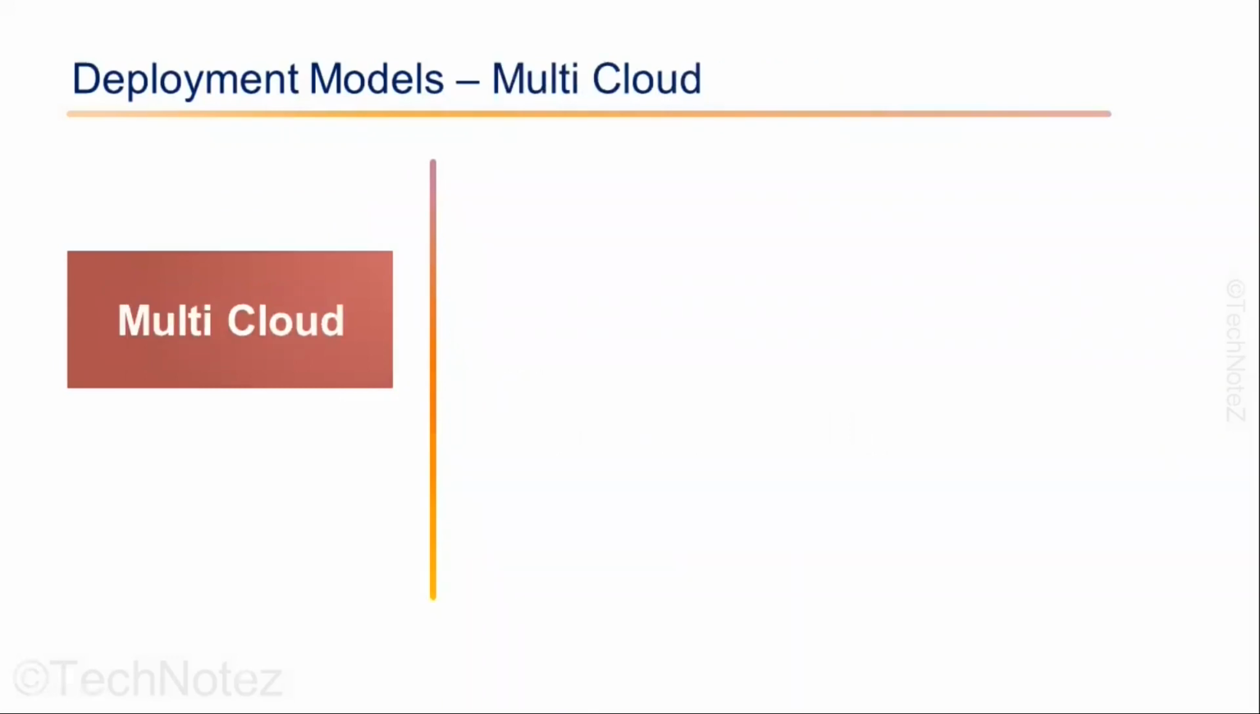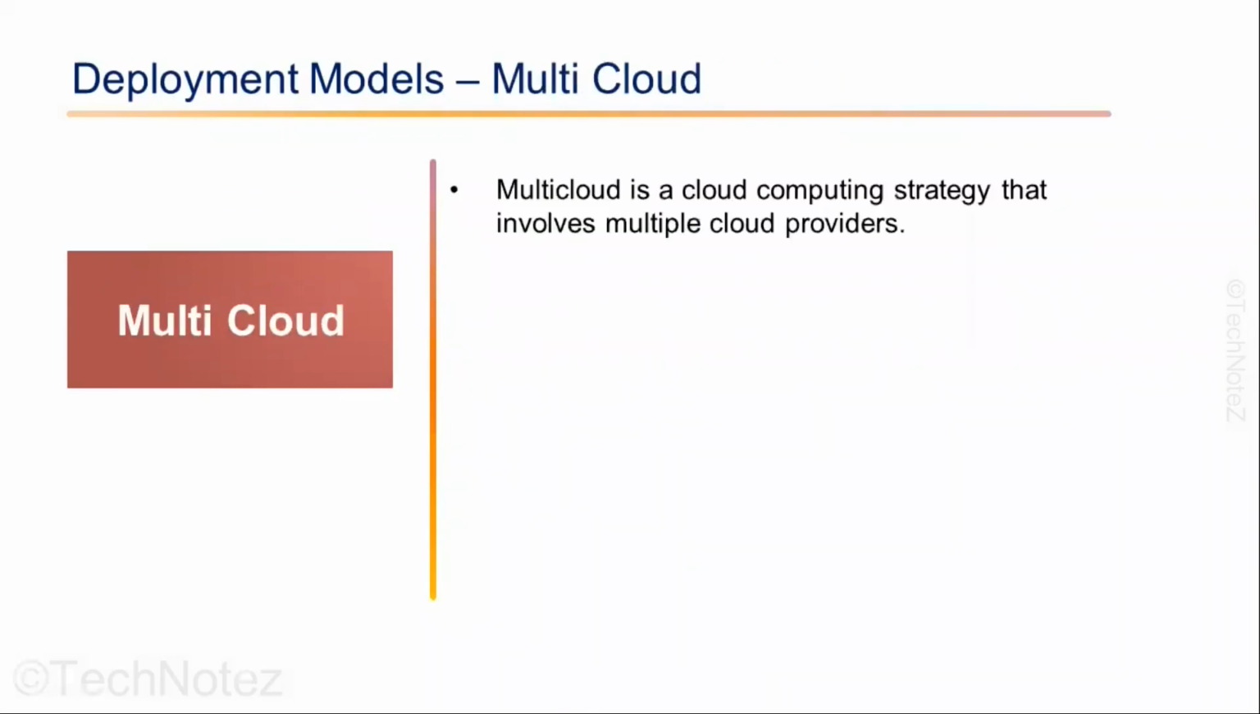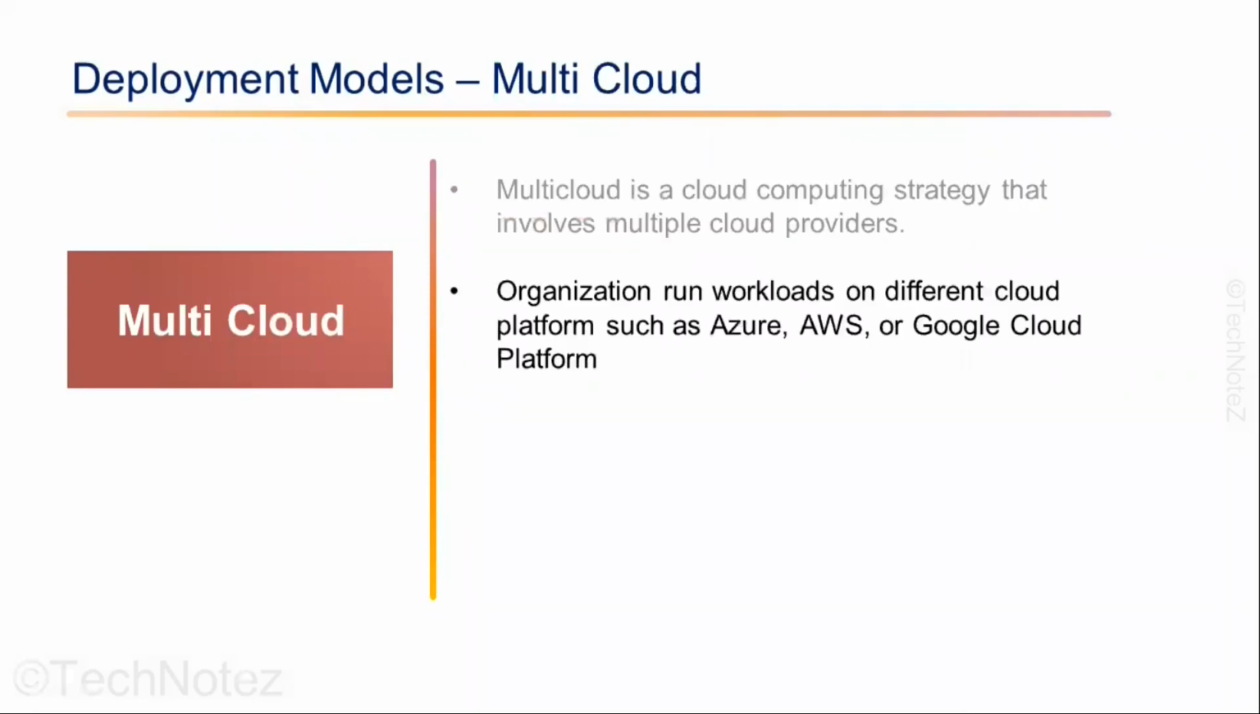Next, let's talk about the multi-cloud. Multi-cloud is a cloud computing strategy that involves multiple cloud providers. In a multi-cloud environment, organizations use a combination of public cloud, private cloud, and hybrid cloud for their applications. As cloud is growing popular, use of multi-cloud is becoming normal, and organizations may run the workloads on different cloud platforms such as AWS, Azure, or Google.